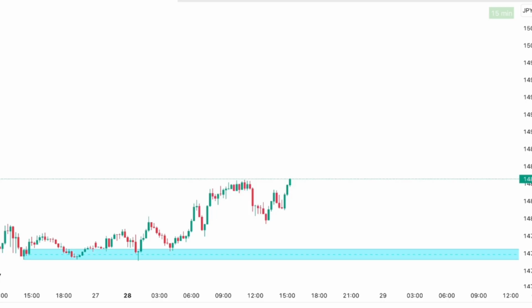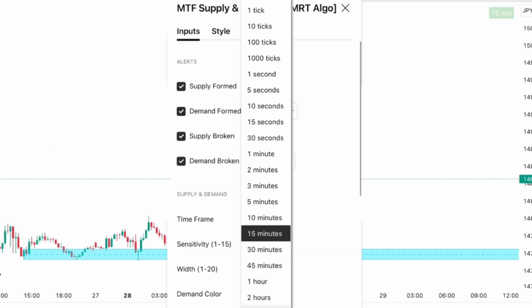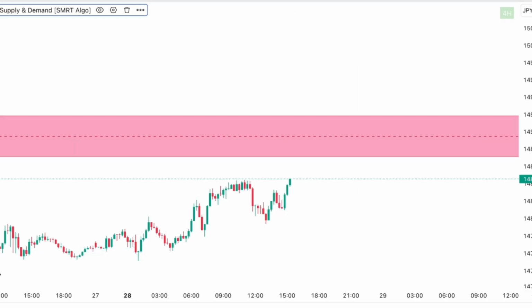Now let's flip it and look at a sell example. This time, we're still on the 15-minute chart, and I see what looks like a clean breakout upwards. But before I chase it, I check the 4-hour supply zones with the indicator. And right there, sitting above, is a massive supply zone from the higher time frame. So instead of buying the breakout, I wait.